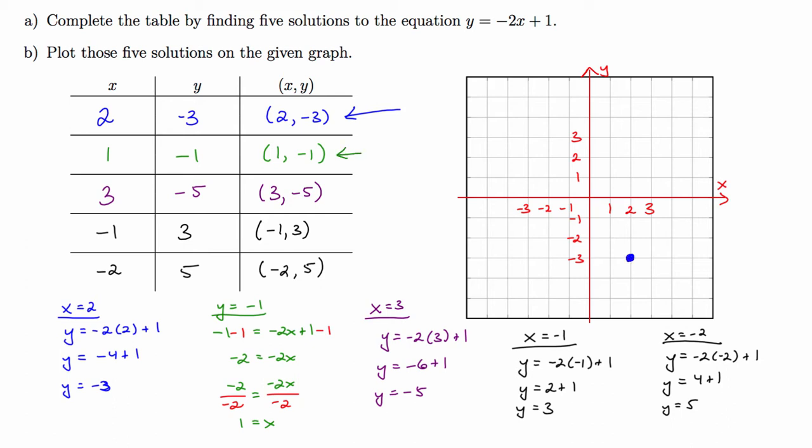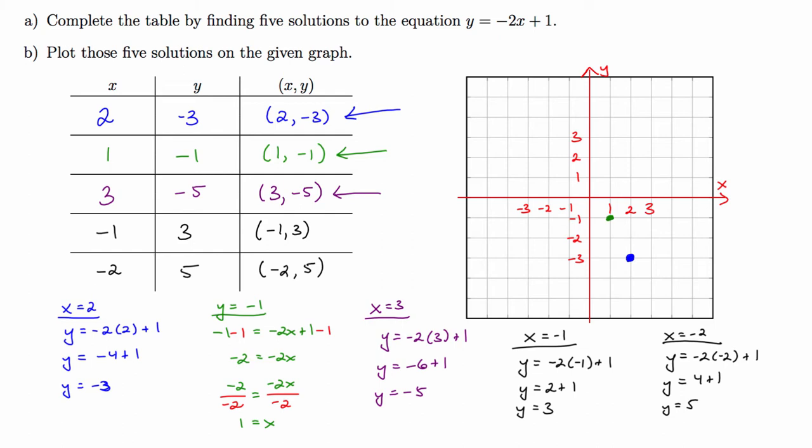For the point 1, -1, we again go back to the origin. We will go to an x value of 1, which means right 1, and we go to a y value of -1, which means we need to move down 1. So our second point is here at 1, -1.